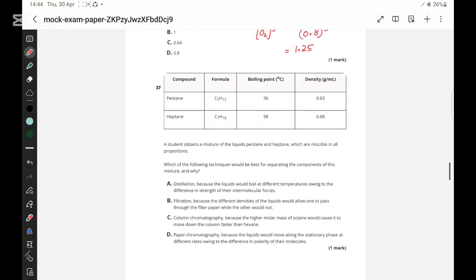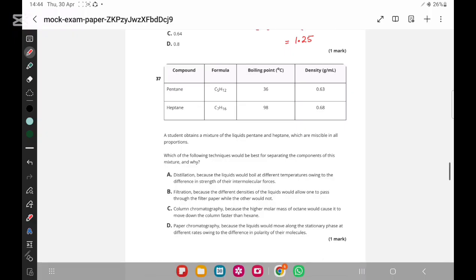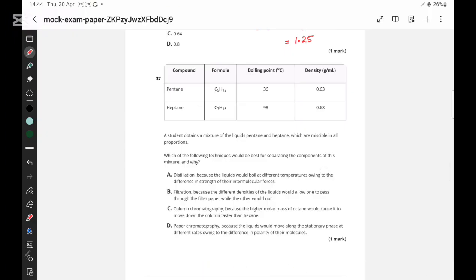For the next part, they are saying we have the compounds pentane and heptane with a boiling point difference between them. You can see a large boiling point difference, and whenever there is a greater boiling point difference and the liquids are miscible with each other, meaning they dissolve into each other, which of the following techniques would be best for separating the components of the mixture and why? That is going to be distillation. Why distillation?